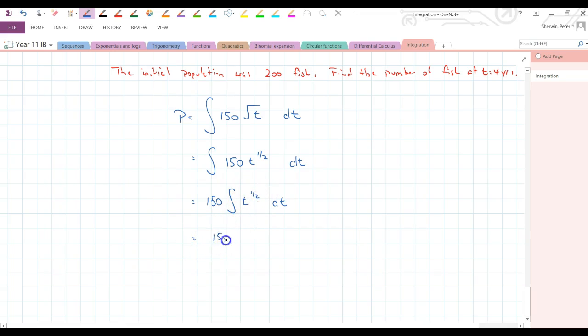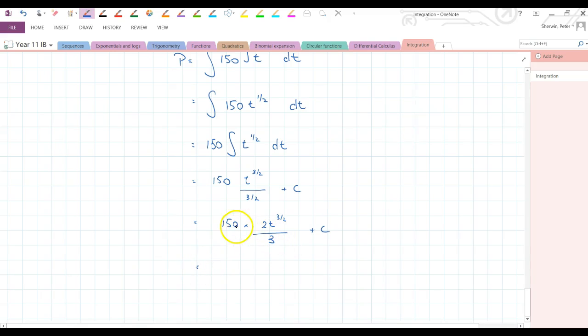So now I'm ready to go. It's just 150 by t to the, let's add 1 to the power, that's 3 over 2, and then divide by the new power, which is 3 over 2, plus c. Now, what do we do in this situation? We times by 2 here to get rid of the fraction. So we do the same to the top. So it's 150, by, if you like, 2 times t to the 3 on 2 over 3 plus c. And now can we do the 150 times 2, which is 300, over 3, which is 100. That's looking better, isn't it? 100 t to the power of 3 over 2 plus c.